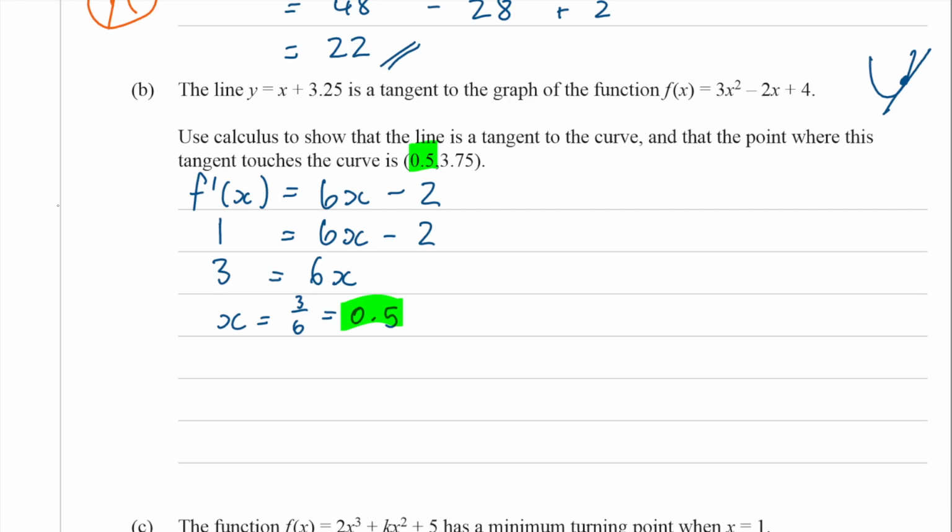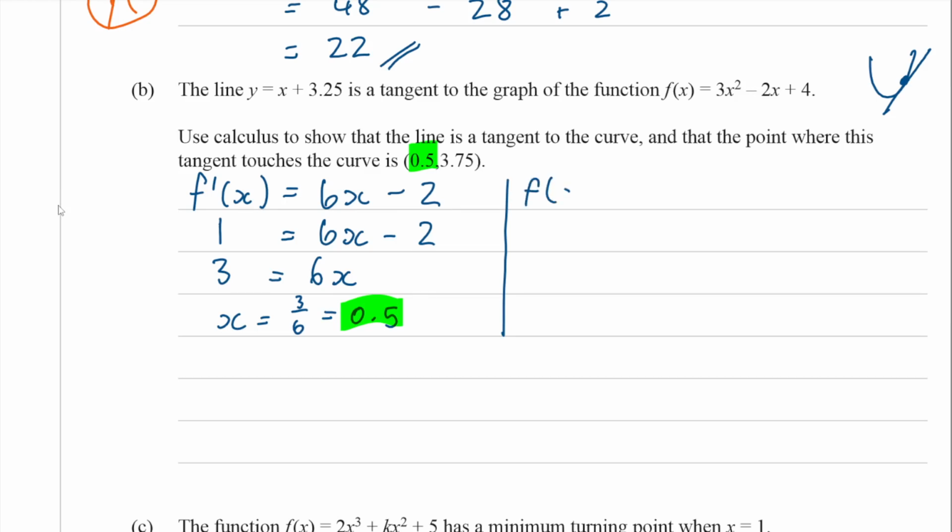Now to find the y value, we will substitute the x value into the original function. You could also substitute it into the tangent line, right? 0.5 plus 3.25 does give 3.75, so that would work too. So let's use the original function. A little bit harder, but that's fine.